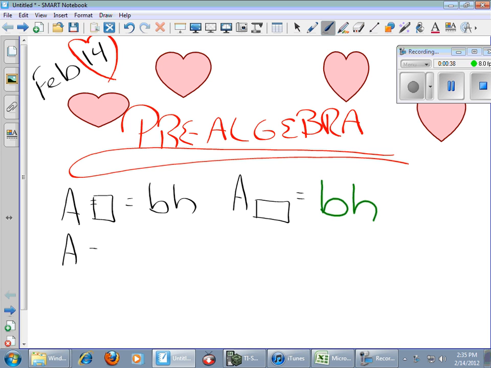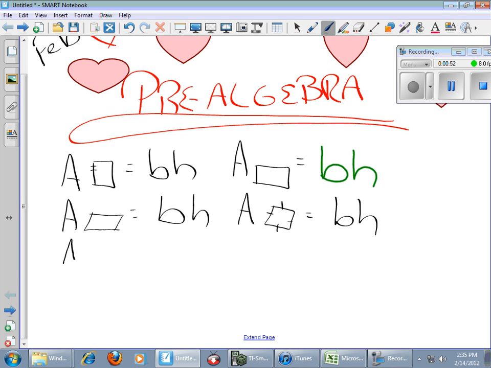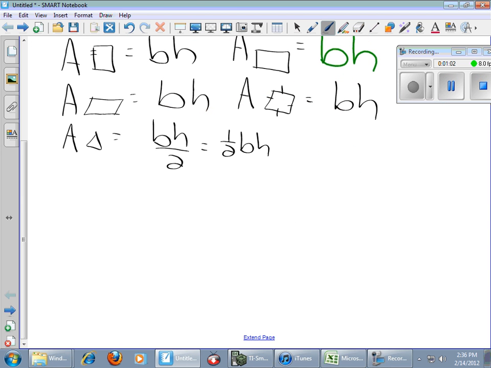Area of parallelograms, tilted rectangles: base times height. Area of rhombi, tilted squares: base times height. Look at this, base times height everywhere. Area of triangles, we do base times height divided by 2, or some of you like to use 1/2 base times height, and I'm okay with either.